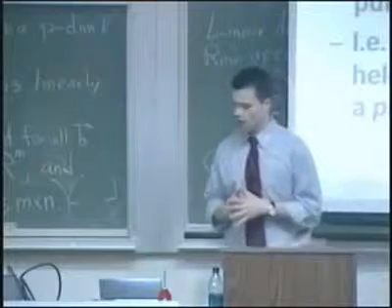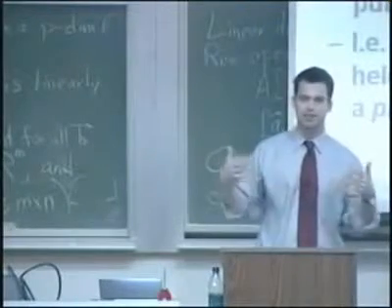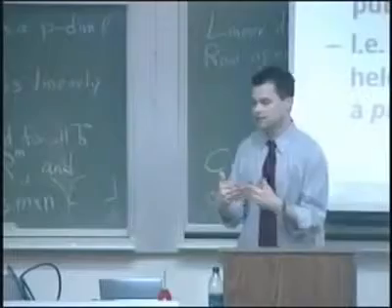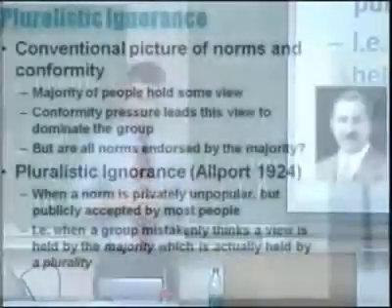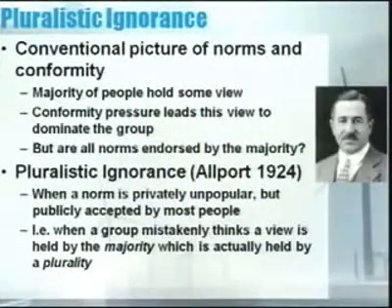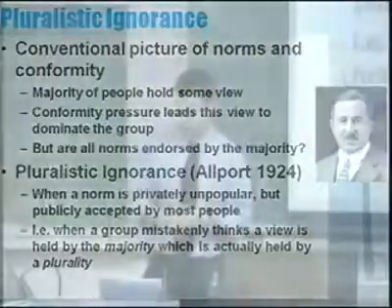Thank you. So, pluralistic ignorance is a concept that comes up in opposition to that and challenges this idea that norms are popular. Pluralistic ignorance is a term that was coined by Floyd Allport in 1924, the brother of the guy with the dirt fetish. And pluralistic ignorance is defined as when a norm is privately unpopular but publicly accepted by most people. In other words, it's when a group mistakenly thinks that a view is held by a majority of people when it is in fact held by just a plurality, a group of people that does not constitute a full majority.